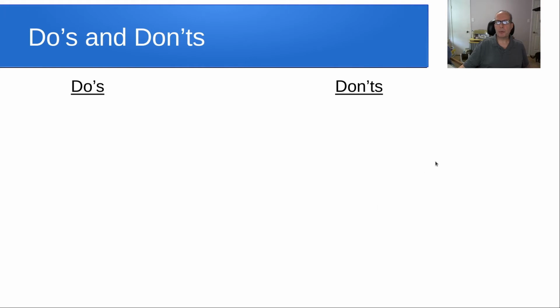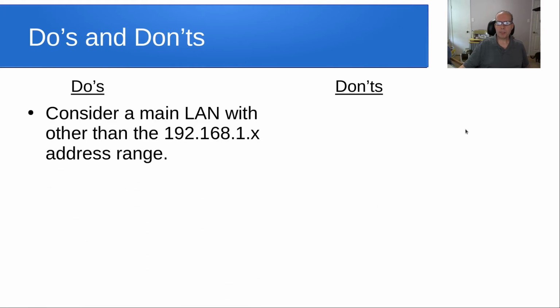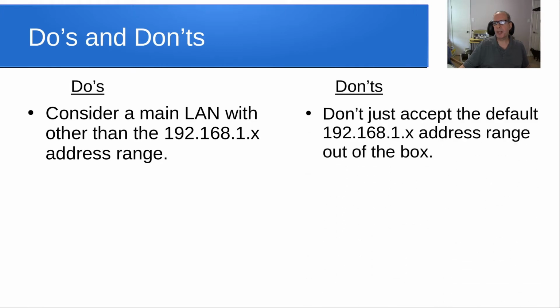So what are some general do's and don'ts? Consider a main LAN with other than the standard 192.168.1 private address range. Don't just accept the default 192.168.1 address range right out of the box. There's so much IoT that just defaults to the standard address range. You're going to increase your security. You're going to increase your understanding of what's being configured on your network if you choose another private address range.